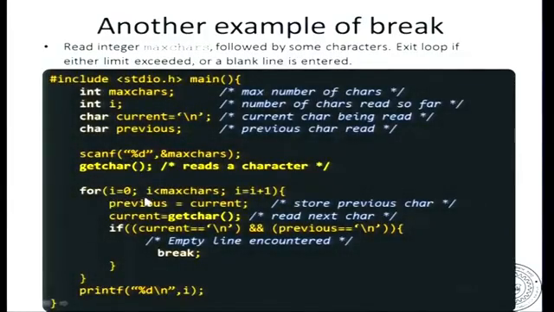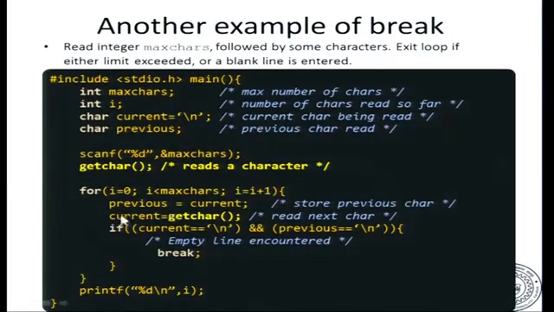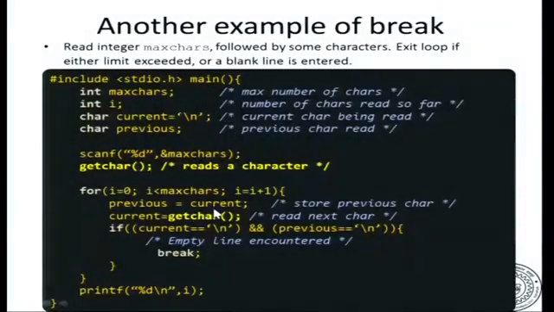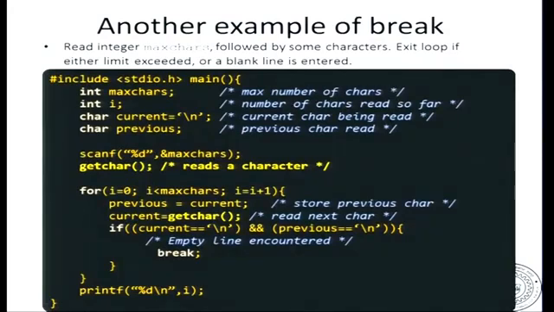So you say for i equal to 0, i less than maximum characters, i equal to i plus 1. Now we will do this programming style that we should be familiar with right now. So previous becomes current and current becomes the next character. Okay, so previous equal to current. So this will store the current character into the variable previous. Then you read the next character using getchar.